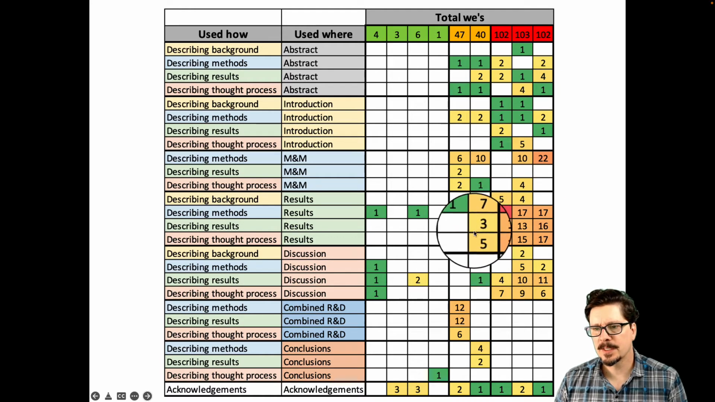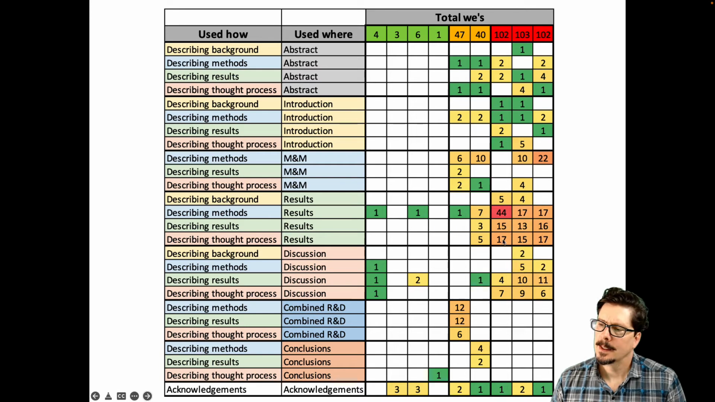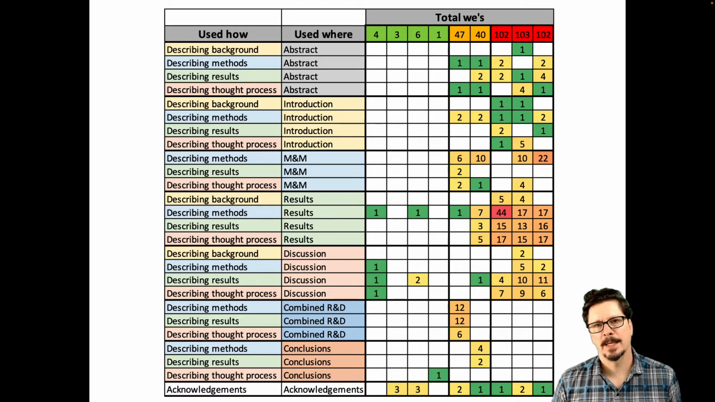The second highest concentration is describing the thought process in the results section. And this is something that I was surprised to see. I know a lot of authors like to describe their process in the results section, but if I were writing it, if I were a co-author, I would not do it that way. I would keep the results section purely results, very descriptive of what's actually happening, with some interpretation in the context of the experiment as needed, and keep that thought process in the introduction and in the discussion.